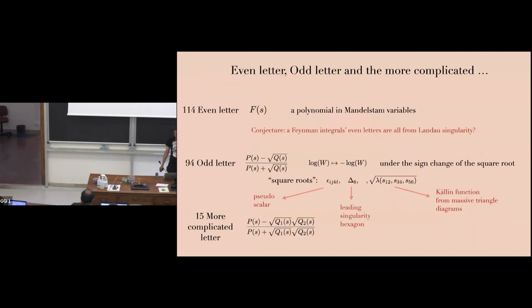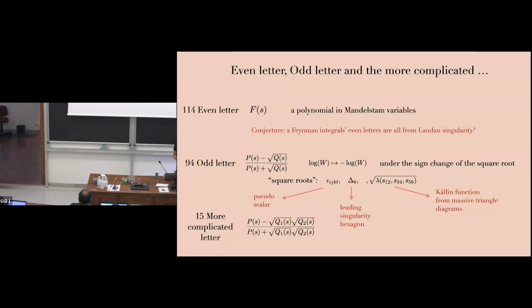Then there's a question: what is the alphabet? Unfortunately, the alphabet is much, much bigger than the 9-letter story for the two conformal symmetric case. We have 100-something even letters, which are relatively simple, polynomials in the Mandelstam variables. Of course, there's a conjecture to say, can we get all the even letters from the Landau singularity? I would guess that the answer will be yes, but computationally right now it's quite difficult.